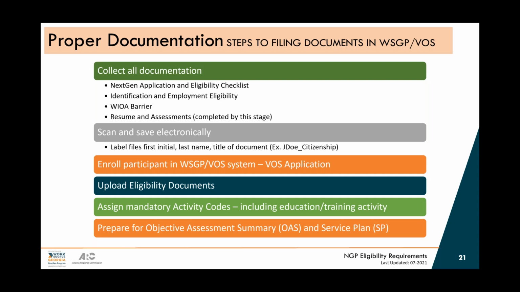As you get a new service, you put in new activity codes. If you're going to give them a work experience, there's an activity code for that. If they're getting a certification, there may be an activity code for that. Okay. And then the last step is preparing for the objective assessment summary and the service plan.